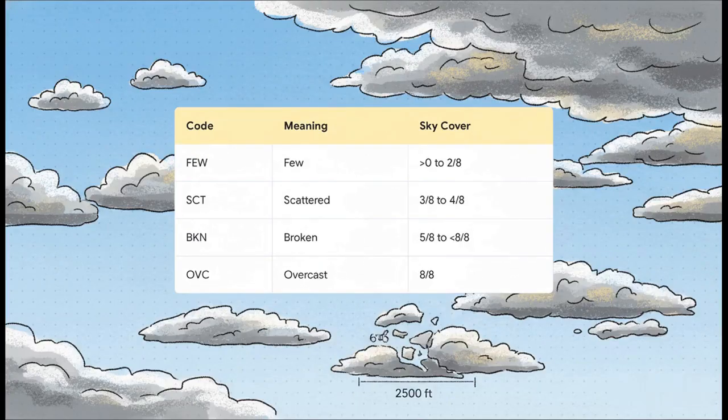Now for the clouds. Weather observers divide the sky into eighths, what they call octas. Think of it like a pizza with 8 slices. The codes tell you how many slices are covered. Our METAR shows BKN006 and OVC025. The numbers are the altitude in hundreds of feet. So this means we have a broken layer at 600 feet and an overcast layer at 2,500 feet.